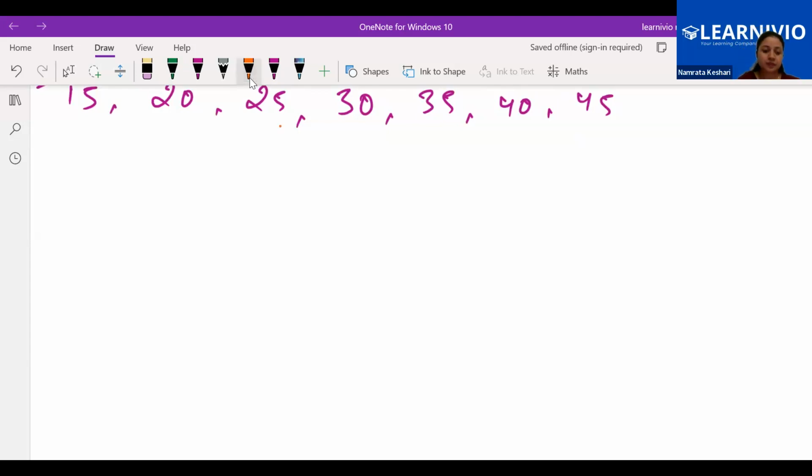Suppose the question is like this. For every question I'll be giving 2 to 3 minutes. Solve it quickly. Or if needed, 5 minutes also I can give. Just solve it quickly.